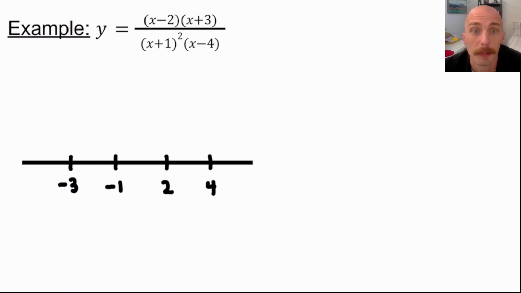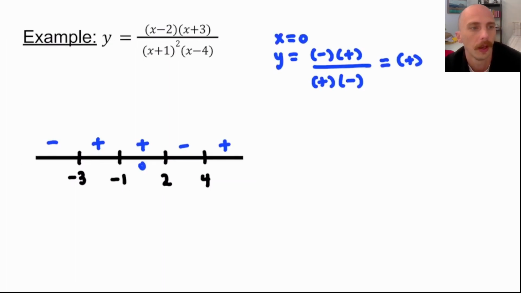Label it with my key numbers. Fill in the signs, and I'm just going to do this because you've seen me do this many times before. Notice the sign of y will not change at x equals negative 1 because it's a double root of the denominator. It's just the same as in the last unit when we had double roots. The sign didn't change. It's going to be the same even if it's a double vertical asymptote. Okay, then I'm going to label my zeros.